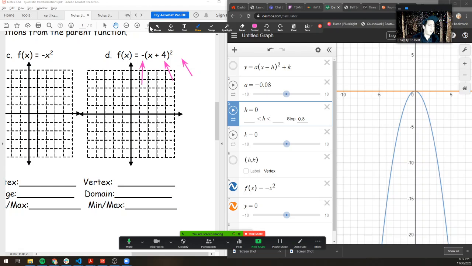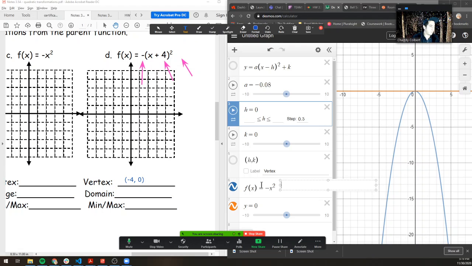So before I even graph it, again, I should have some idea. It's going to open down. The vertex, that's going to be -4, 0. Right? The vertex here should be at -4, 0. Let's move 4 to the left direction. It's not moved up or down at all. It's just an open down. So pretty easy to graph this.